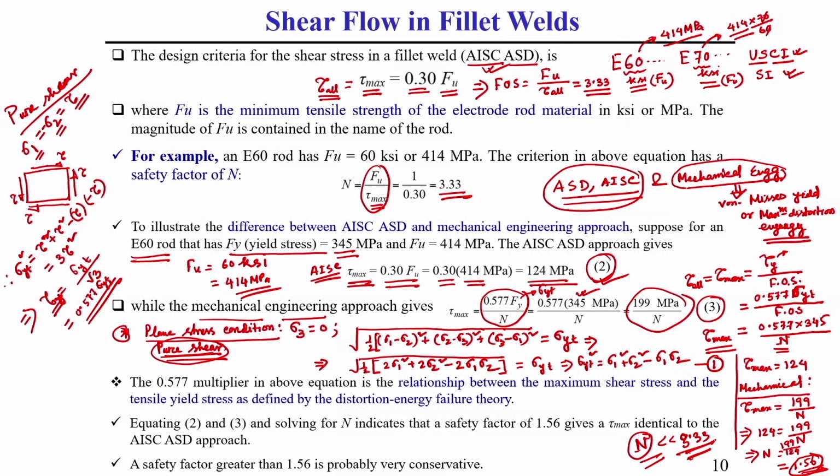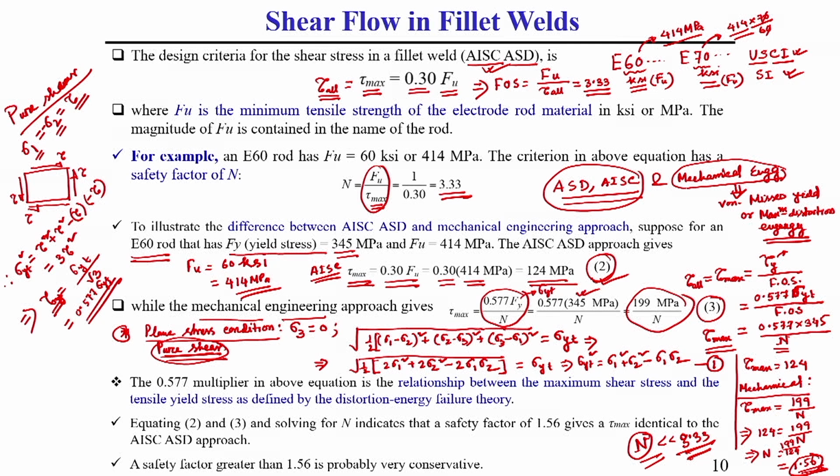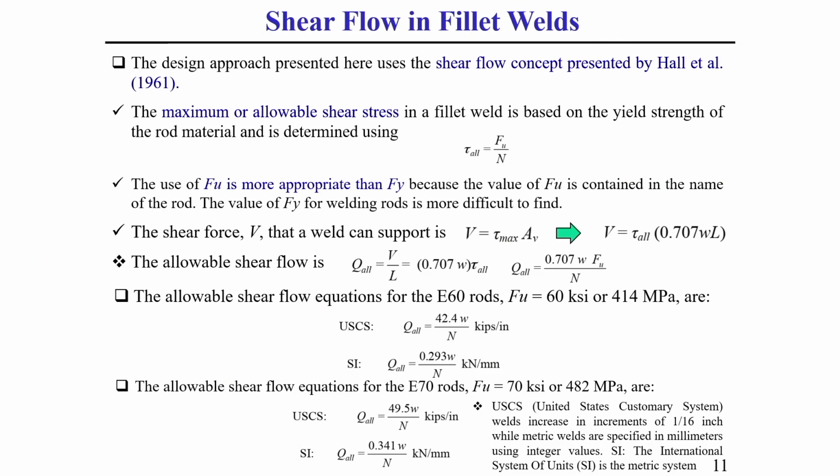That is why it is better to use the higher factor of safety. That is why in our subsequent design and analysis of welded joints we will follow this AISC ASD standard; you should keep it in mind. Now, first of all you got the idea why we use the AISC ASD standard for allowable shear stress calculation. Now, we will discuss what is allowable shear flow.